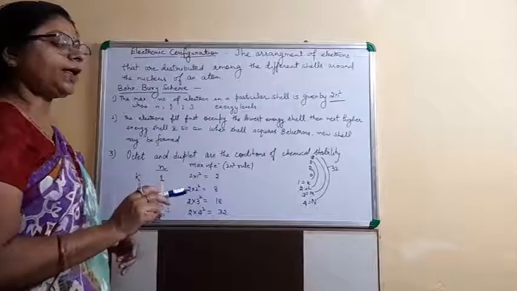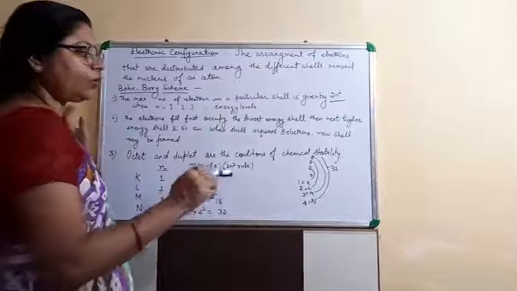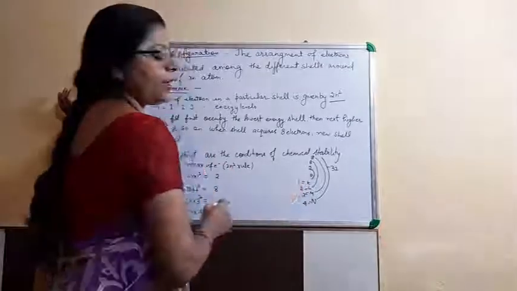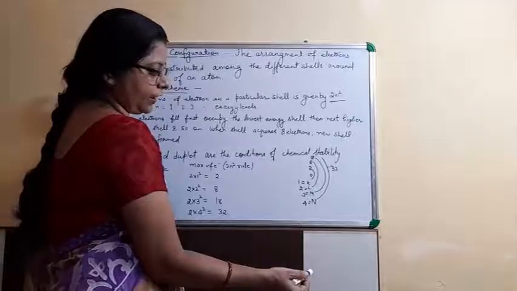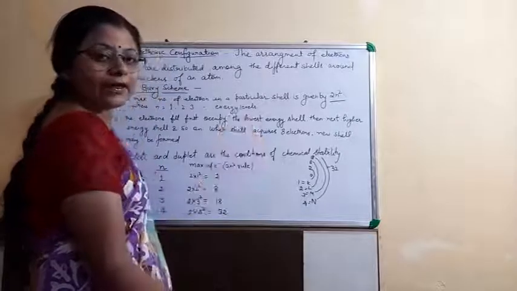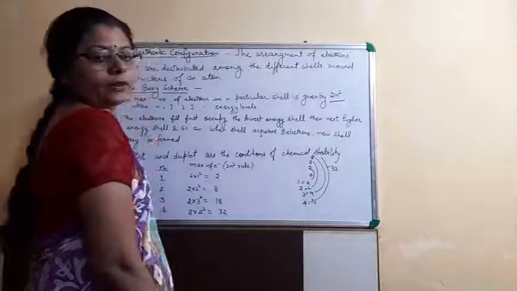The L orbit contains a maximum of 8 electrons. After 8 electrons, further electrons will not enter the L orbit. If we want to fill the 9th electron, we have to start the new orbit, the M orbit, the third orbit.